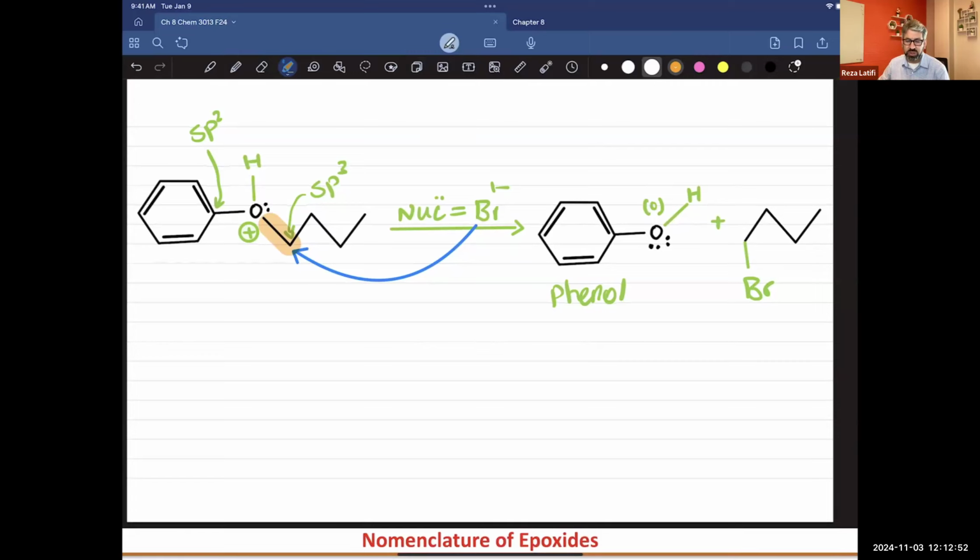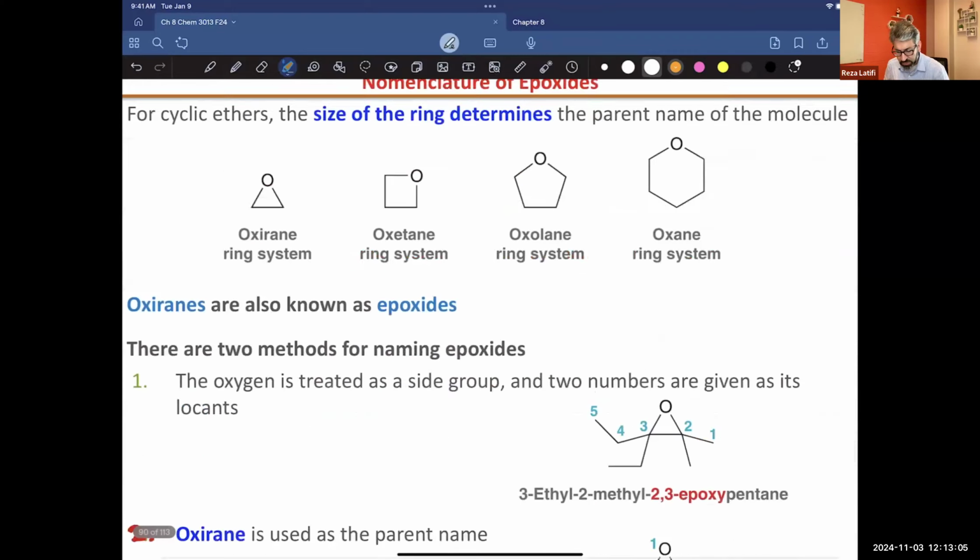Okay, so now we know that we cannot actually replace the OH on phenol by bromide. The reaction is going to stop here, and it is not going to go further. It doesn't matter how much acid we have inside the solution. You technically need to run another chemical reaction to replace OH with something else.